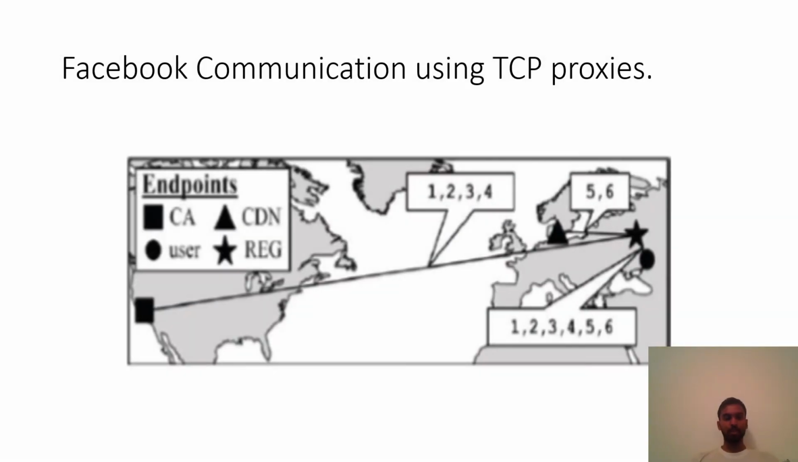This is the Facebook communication using TCP proxies. So what they did over here is, this is the user, and this is a server in California, and this is the user. To communicate, this is a usual TCP connection. With the usual TCP connection, you have to connect to the server, and the message takes at least 4 steps, and then the message is passed and received.